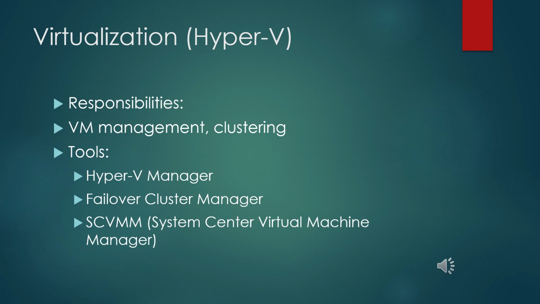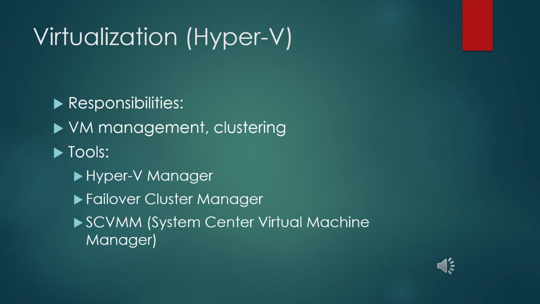Using Failover Cluster Manager, we can group multiple physical servers into a cluster. If one server fails, the virtual machines automatically move to another server in the cluster. This ensures high availability and minimal downtime. In real time, this is very critical for production environments.